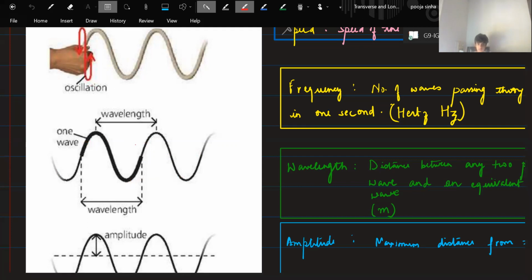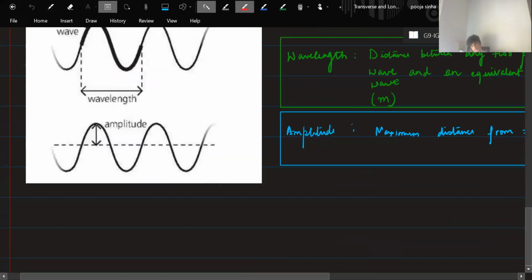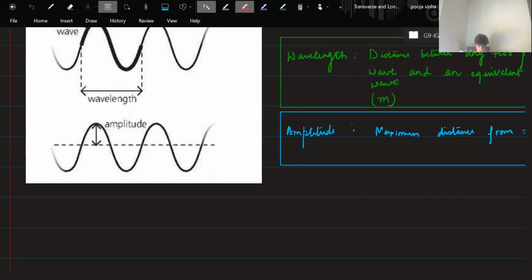Okay. Now, next comes amplitude. I think you already told me before that if this one is the rest position, this is the distance from the rest position, the maximum distance which it is covering from the rest position, right? Okay. So this is clear.